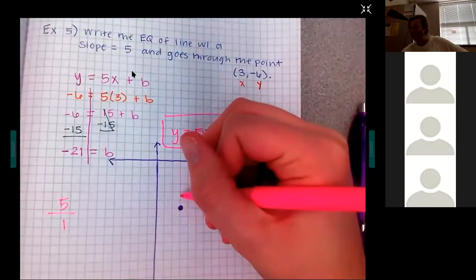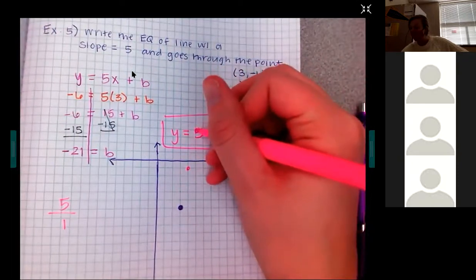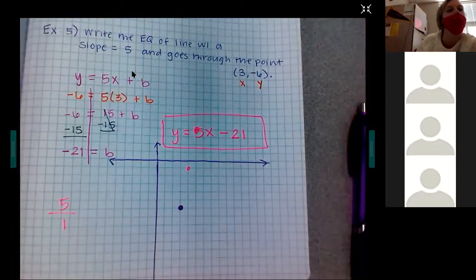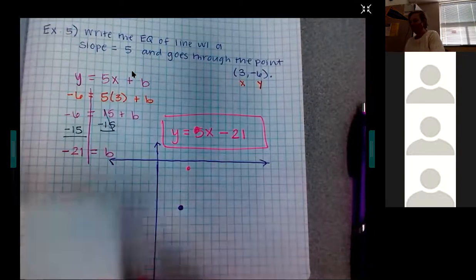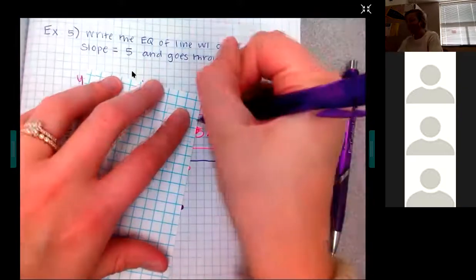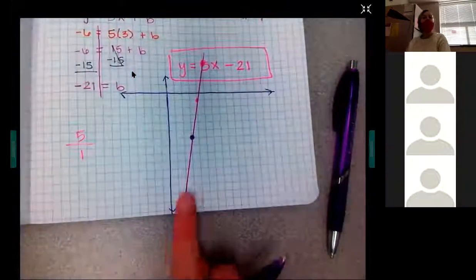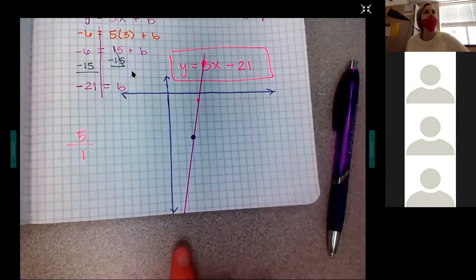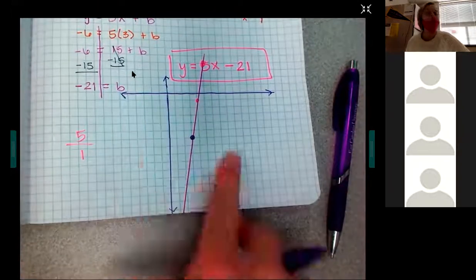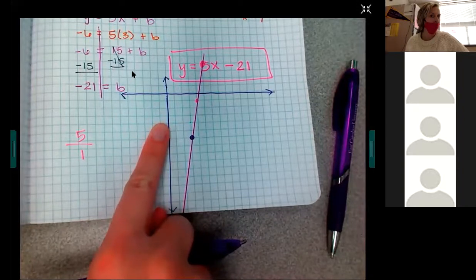Everybody watch. Up 1, 2, 3, 4, 5, right 1. If you connected these, I ain't got no ruler, and y'all know I can't draw straight. If you connected these and you had better graph paper than I do, you'd be able to see where it crosses at the bottom. And guess what? It's going to cross at -21. So that's a second way you could do it. Does that make sense?